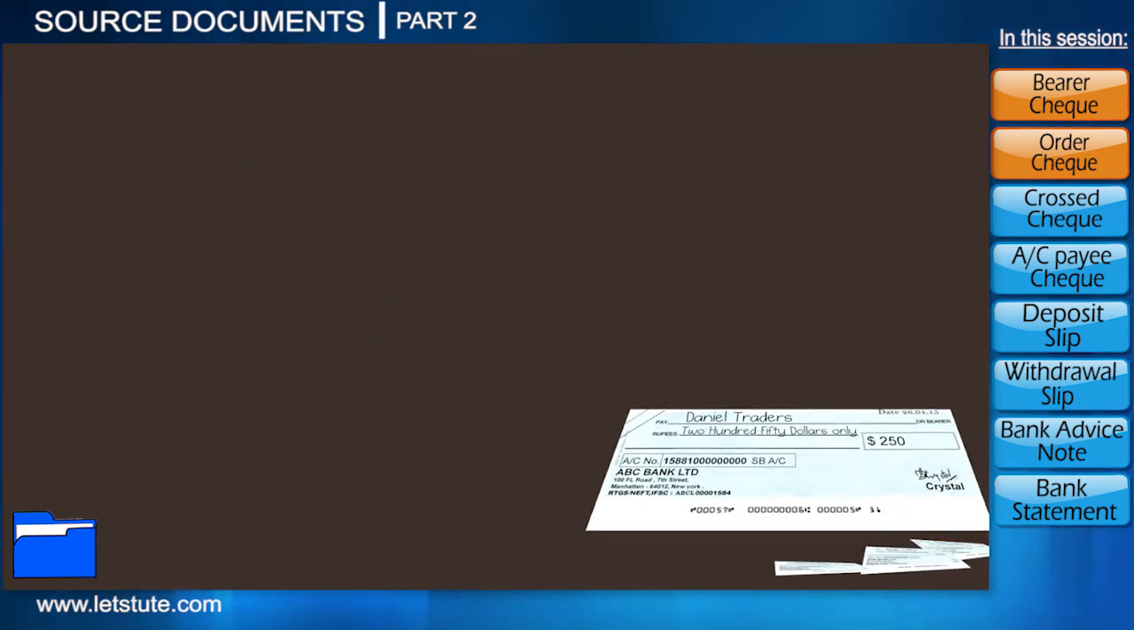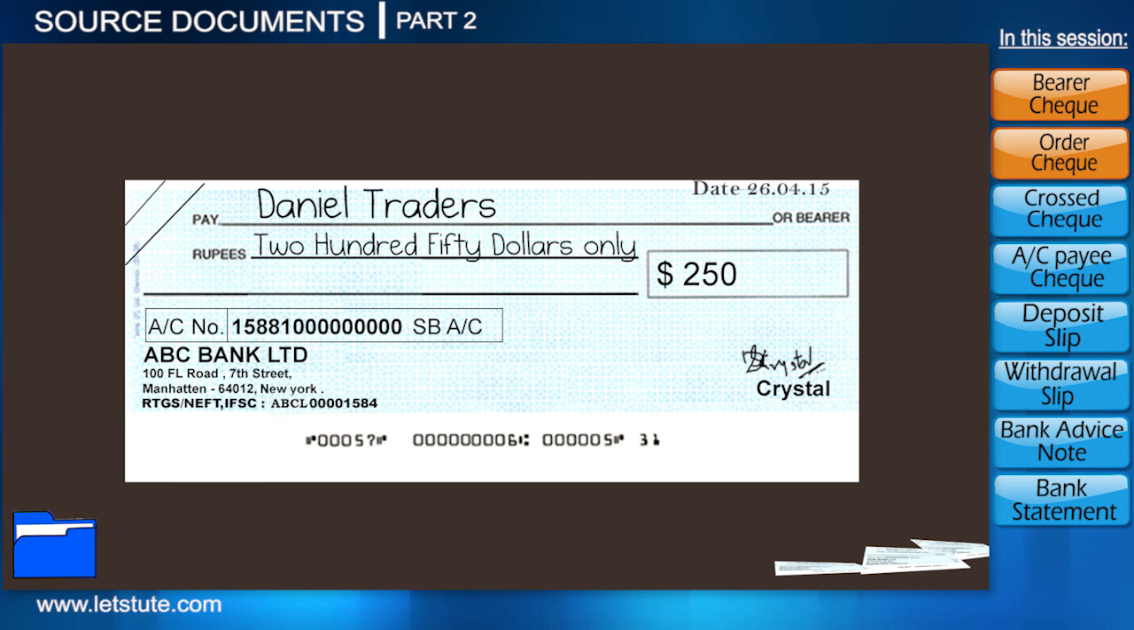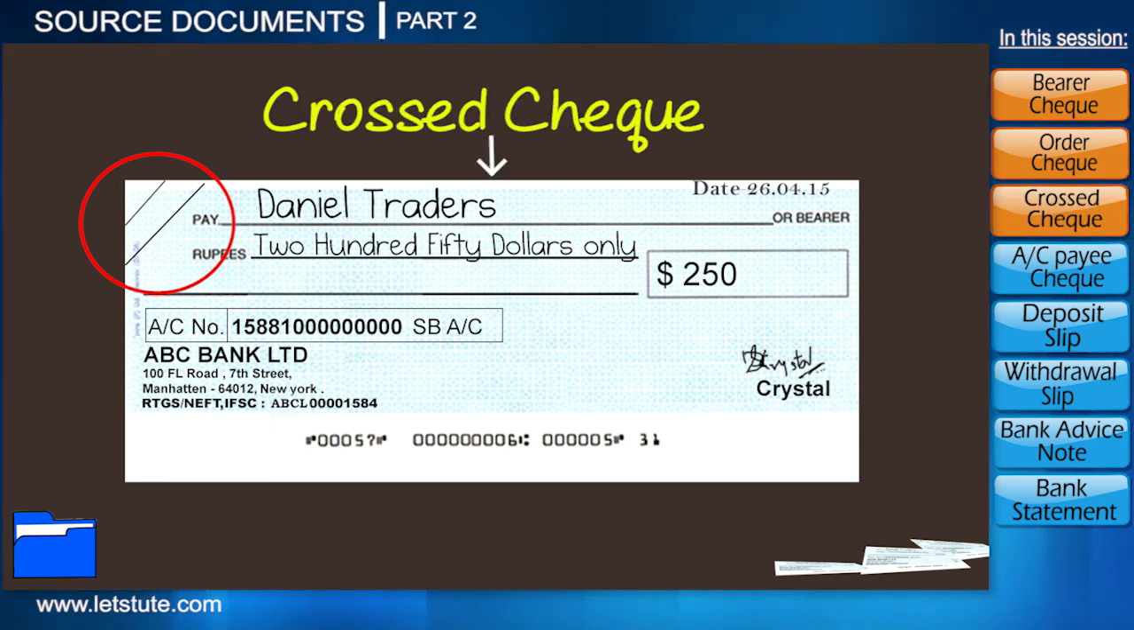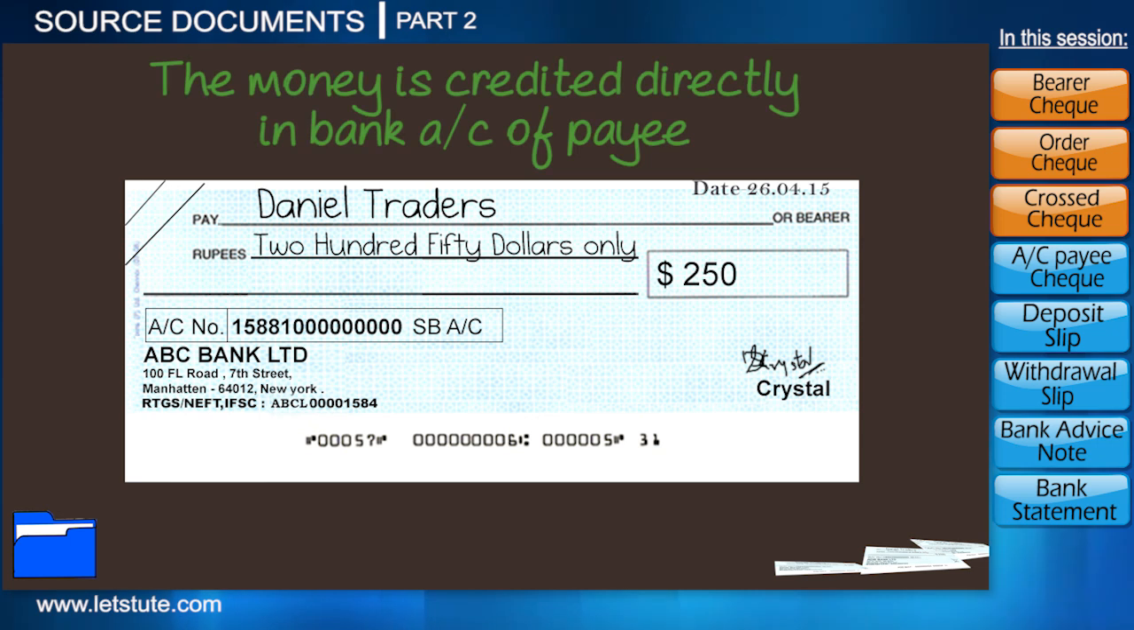Now this is a third type of check we have. It is crossed by two parallel lines. And this type of check is called a cross check. A cross check is safer than an order or bearer check as money cannot be encashed on the counter when the check is presented. In this case, money is credited directly in the bank account of the payee.